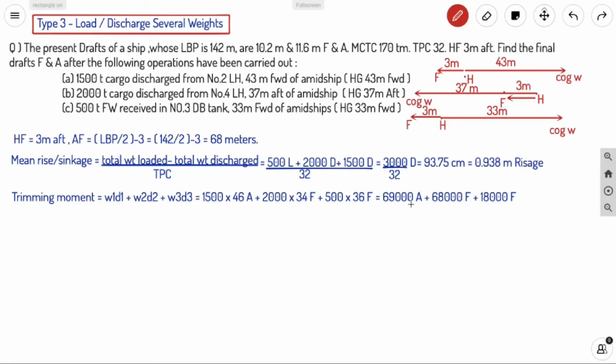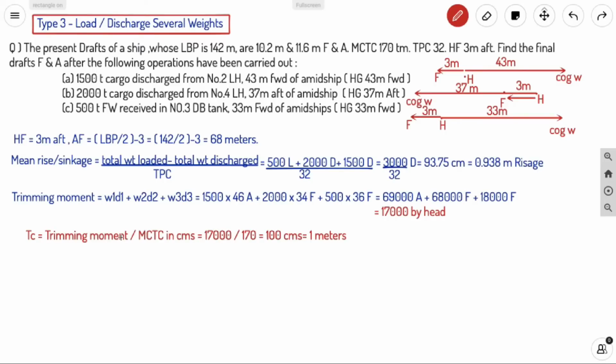If we do 1500 times 46, we get 69,000. Next, 2000 times 34, we get 68,000. When you do 500 times 36, we get 18,000. So aft, forward and forward. If we add all the aft and forward moments and subtract, we get 17,000 forward, that's by head. So we got the trimming moment as 17,000 by head.